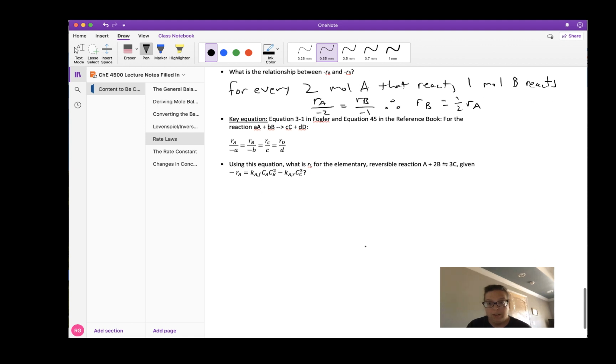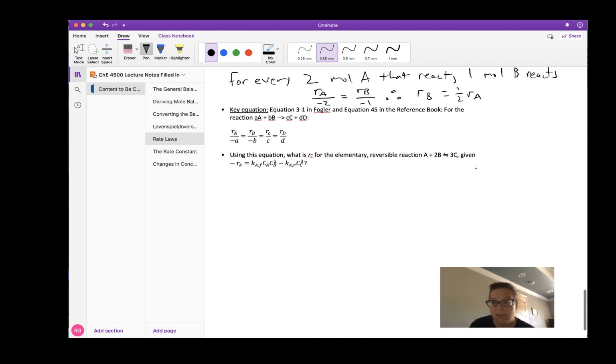So let's do a similar exercise for this reversible reaction, A plus 2B goes back and forth to 3C. We know that the rate of A is given by this expression. So then determine what is RC. So this is minus RA. We want to find RC. So what is that?